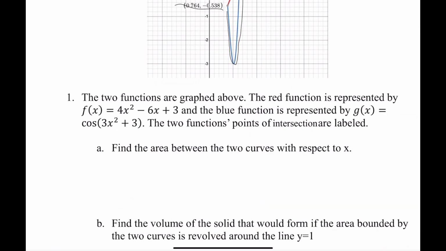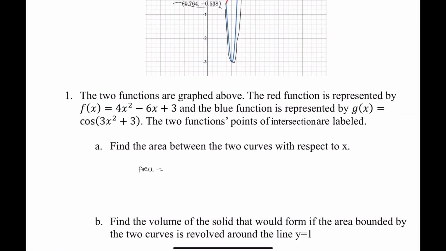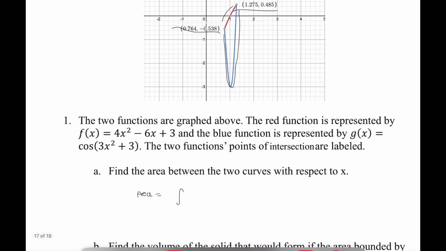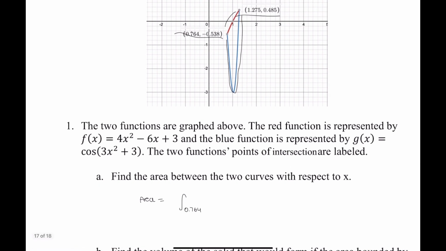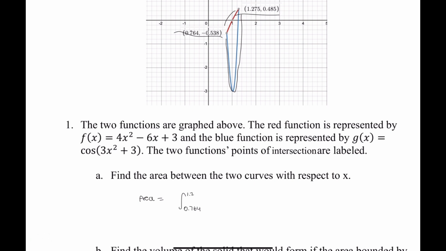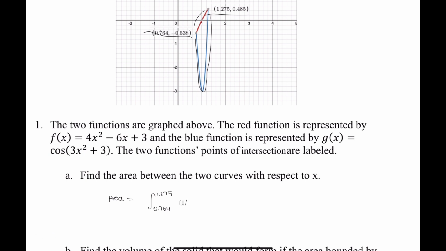So to find the area, we're just going to do area equals the integral, and the intersection points are going to be 0.764, since we're taking this with respect to x, and then 1.275, and then we're going to do the above function minus the below function, f of x minus g of x dx, which is equal to... alright, so this is how you get the area.